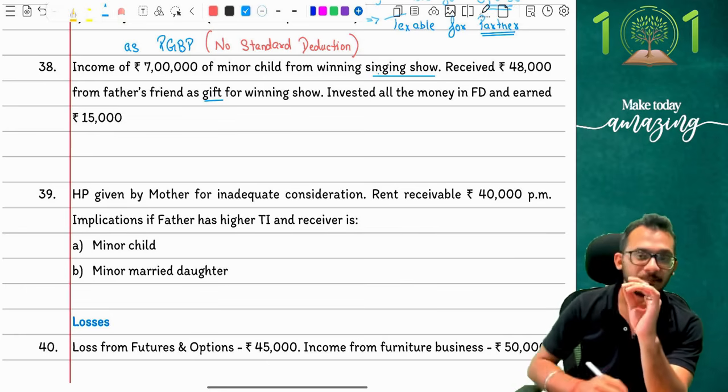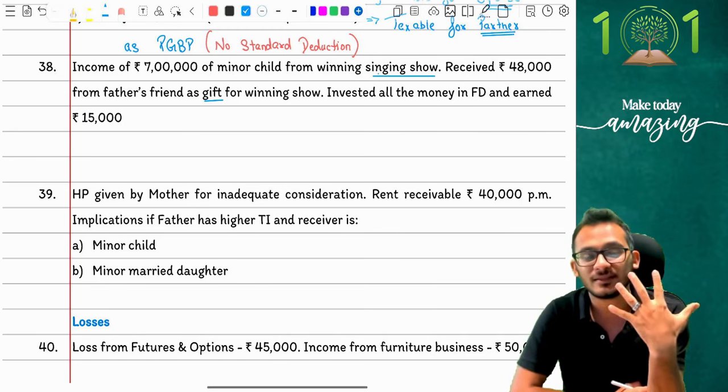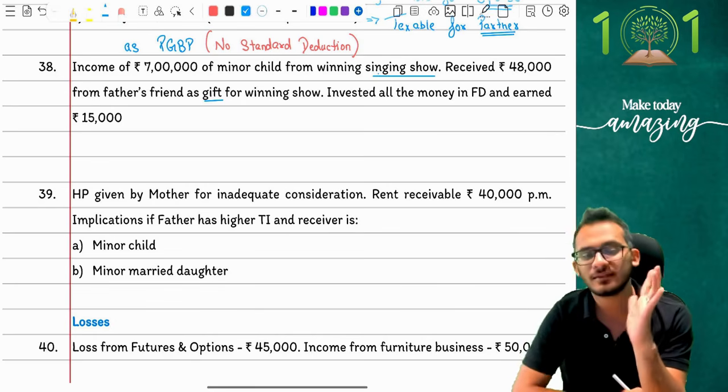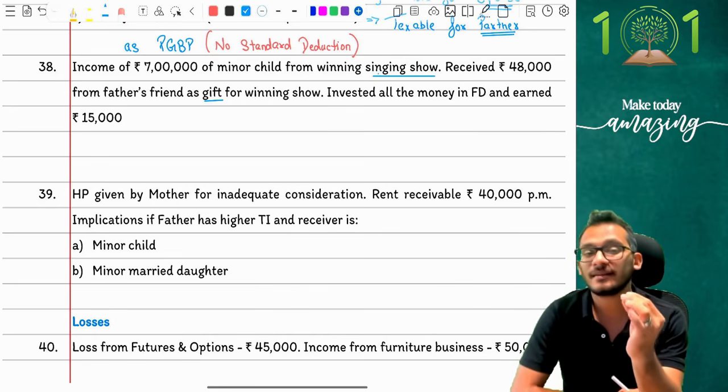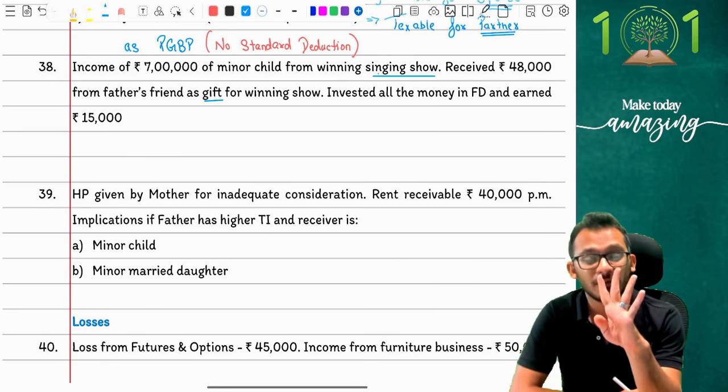First, one by one, people, let's understand the rules of clubbing. Under the minor child clubbing rules, any income received by the minor child will be taxable for the parent whose income is higher. That is rule number one. The first thing to keep in mind is that it is taxable for the parent whose income is higher, but for 3 reasons it will not be taxable for the parent but for the child itself.